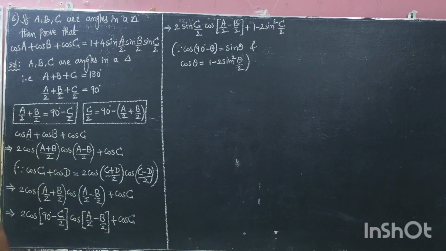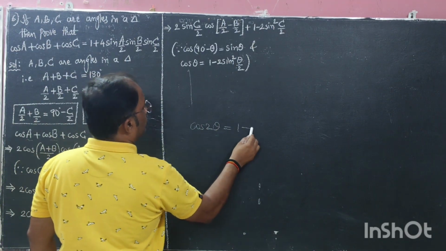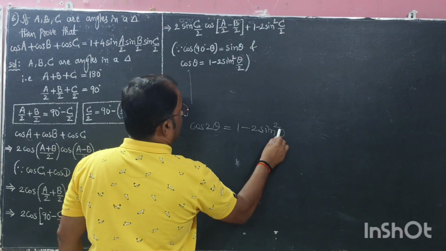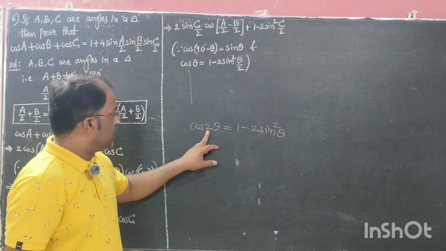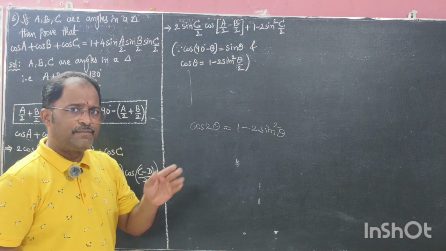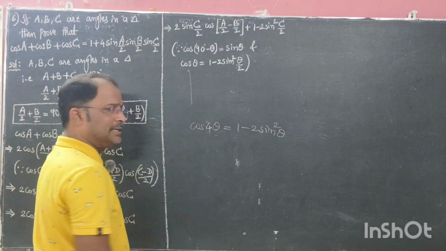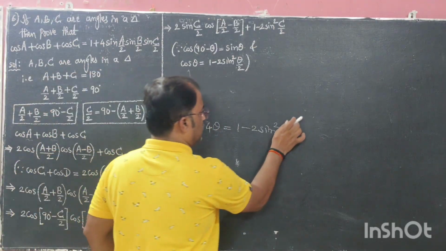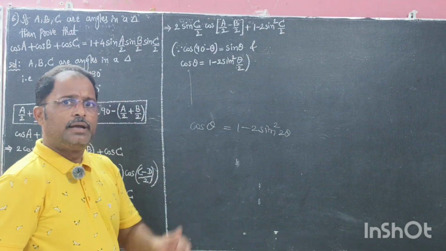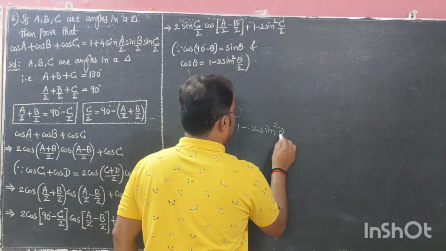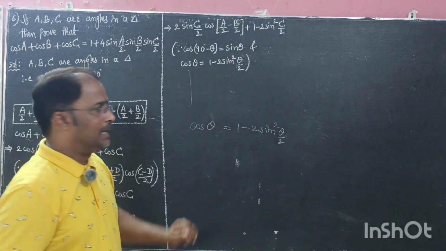Cos theta equals to, here look at this formula once. Actually we have the formula cos 2 theta equals 1 minus 2 sin square theta. Actually we know this formula. Here it is 2 theta; what is half of 2 theta? 1 theta. Suppose here 4 theta, then what is half of 4 theta? 2 theta. Here suppose it is theta, take half of theta, theta by 2. So theta by 2. Clear? So cos theta equals 1 minus 2 sin square theta by 2. Clear? Okay.